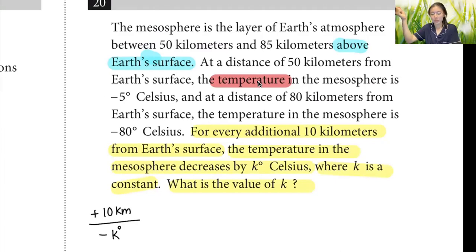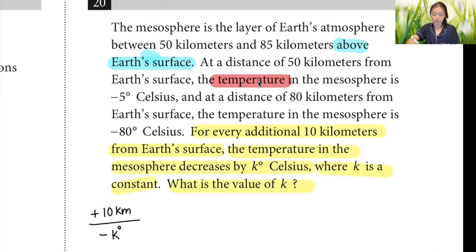So how would we know that? Well, we're actually given 2 points. Think of this whole thing as a graph. It doesn't matter whether you know what a mesosphere is or not. But you really need to discard the background information, like this part right here, the 50 kilometers and the 85 kilometers. That's no use in this question. So you really need to know what you need to look at.